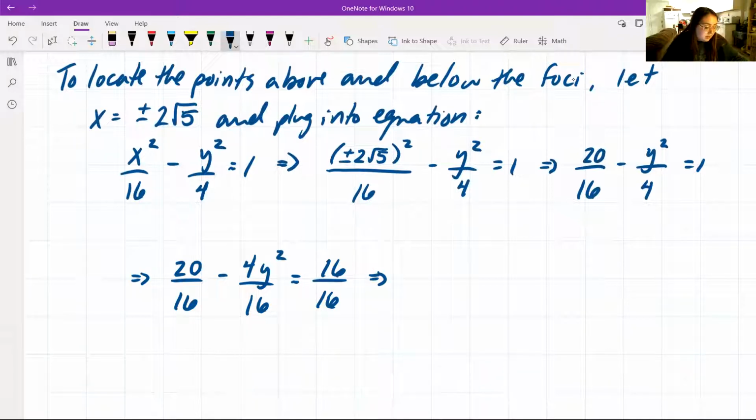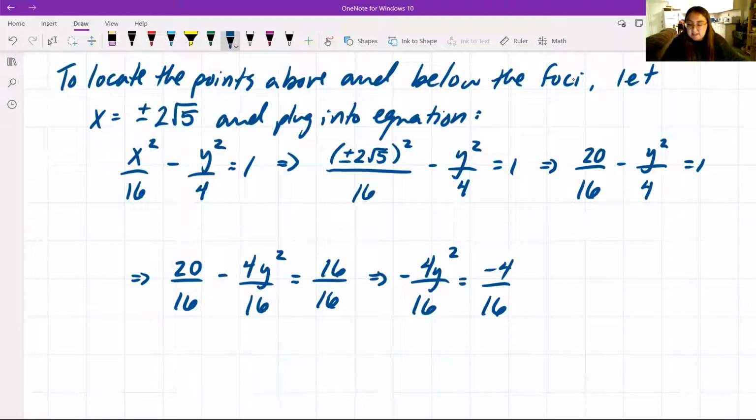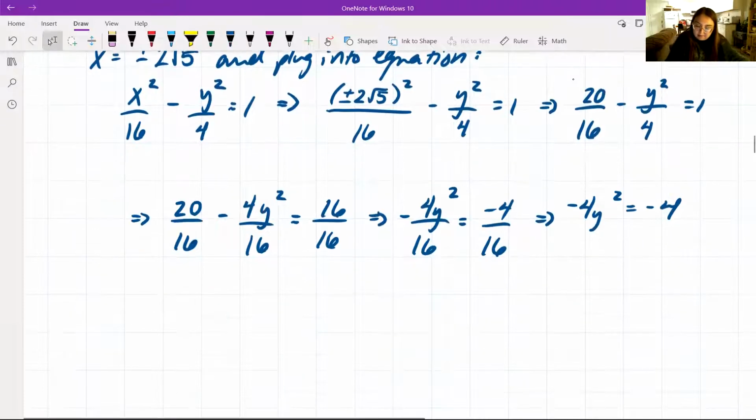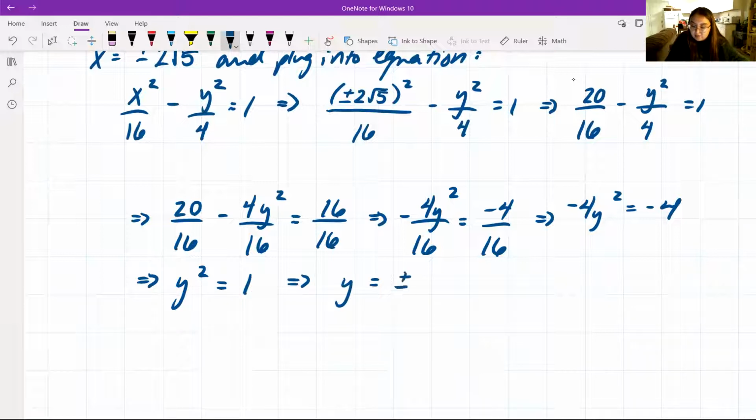Then we can go ahead and simplify this. We can subtract 20 over 16 from both sides. This gives us 4y squared over 16 is equal to negative 4 over 16. We can go ahead, multiply each side by 16. When we do that, we end up getting negative 4y squared is equal to negative 4. Divide each side by negative 4. And this ends up giving us that y squared is equal to 1. So y is equal to plus or minus 1.